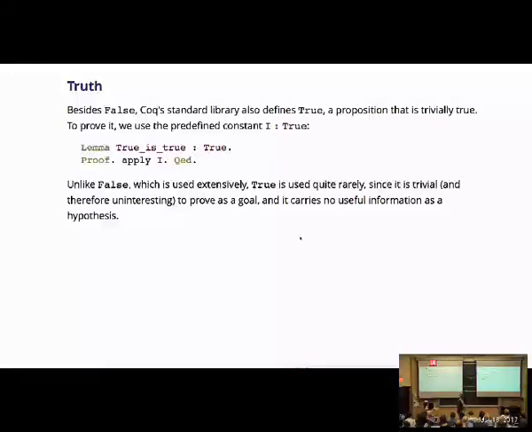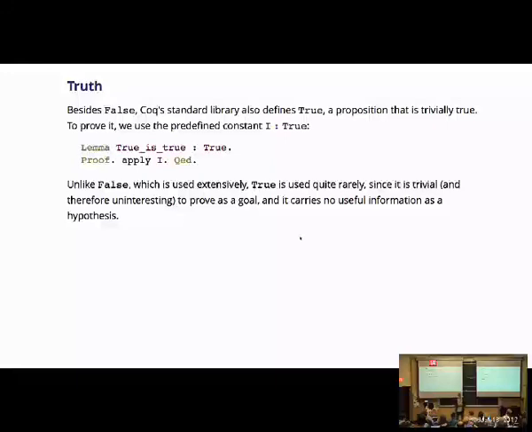If that's confusing, set it aside. Even if it isn't confusing, set it aside. And let's go back to this. So in the standard library, there is a predefined proposition true, and there's a proof of it called I. That's all you really need to know.